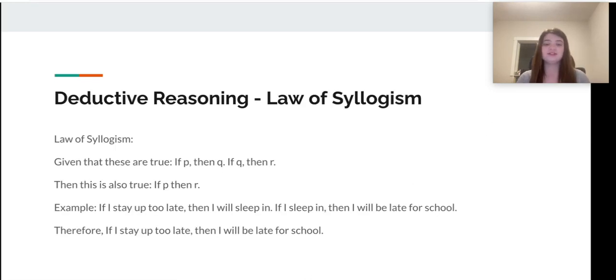Okay, next let's talk about the law of syllogism. The law of syllogism says that given that these are true, that if P then Q is true, and if Q then R is true, then if P then R would also be true as well.